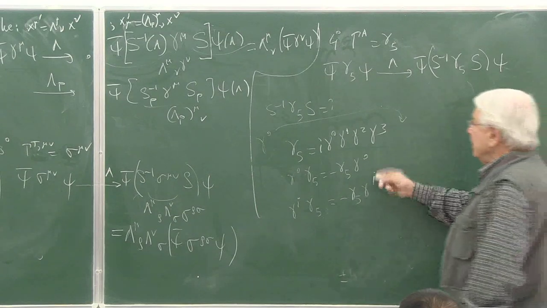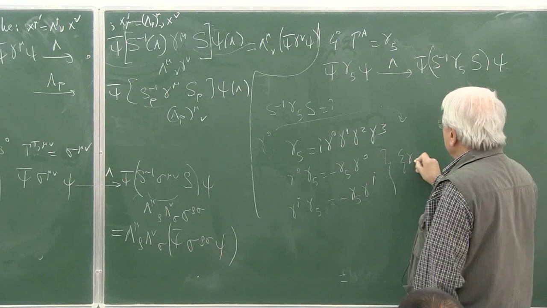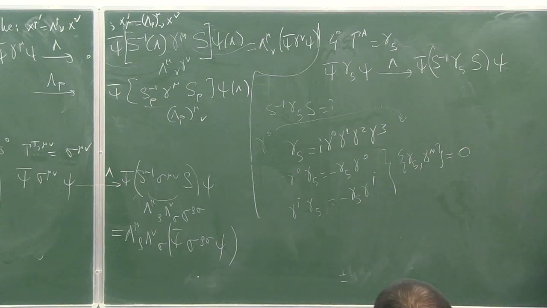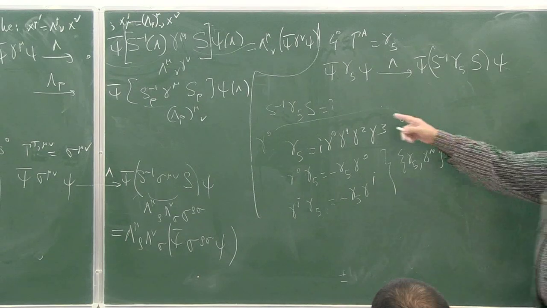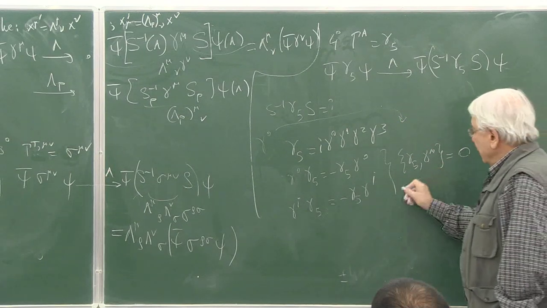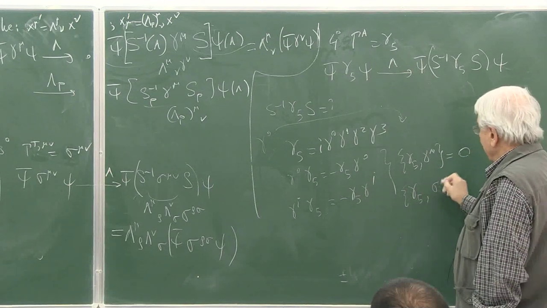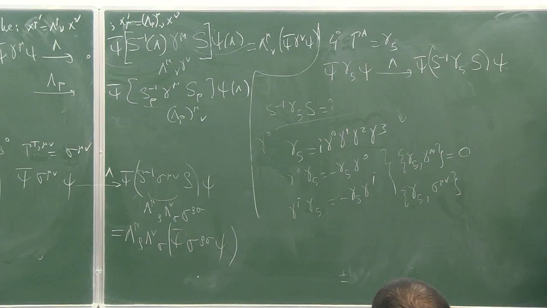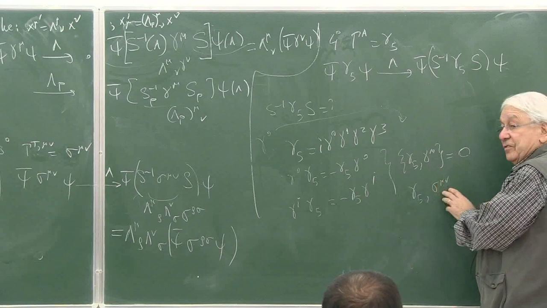So what is the lesson I get from here? Gamma 5 and gamma mu anticommute. Nice, isn't it? That's really all I need. Gamma 5 and gamma mu anticommute. Now what about that S? Oh, by the way, if it is gamma mu, what if I look at sigma mu nu? Well, this is tentative. Perhaps I should erase this first. What is sigma mu nu?